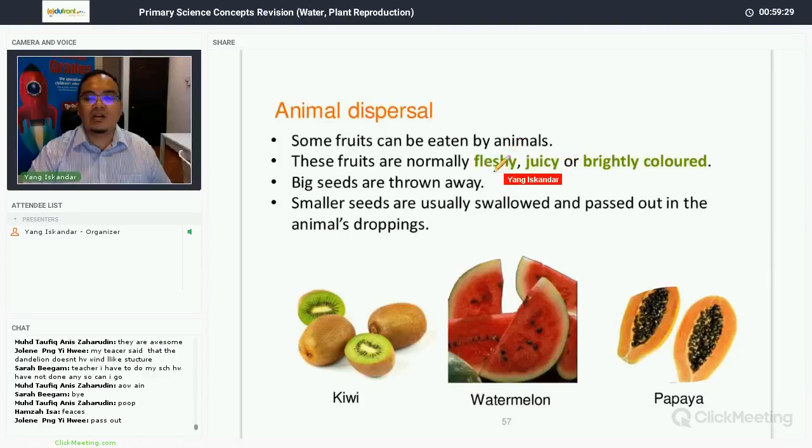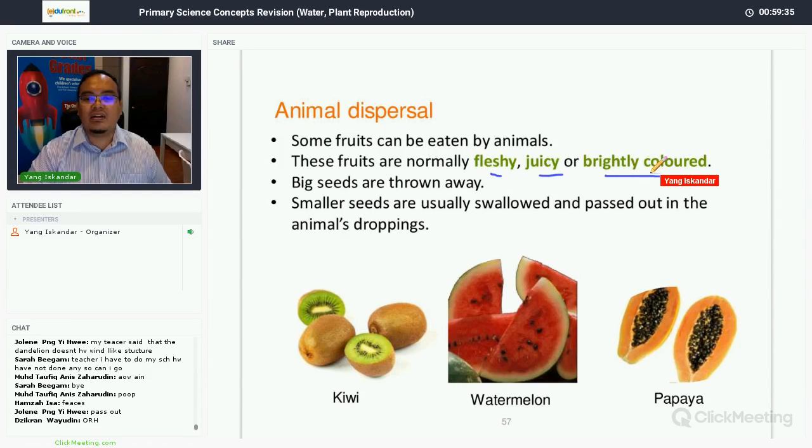Now these fruits are normally fleshy, juicy, and brightly colored, because they must be attractive for the animals to eat them and to help them in the seed dispersal. Now big seeds are thrown away. Smaller seeds are usually swallowed and passed out in the animals' droppings.